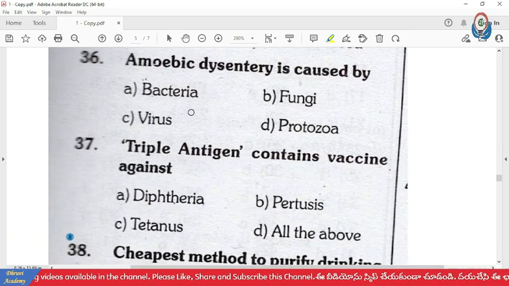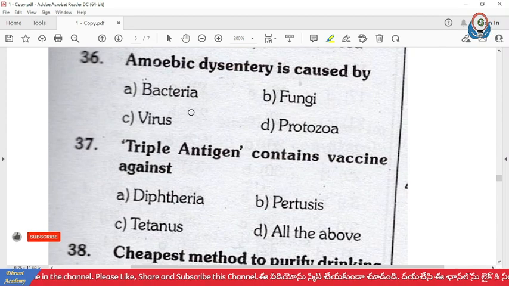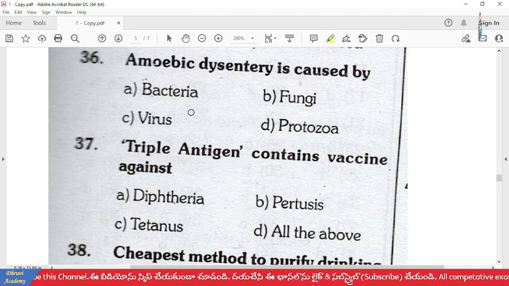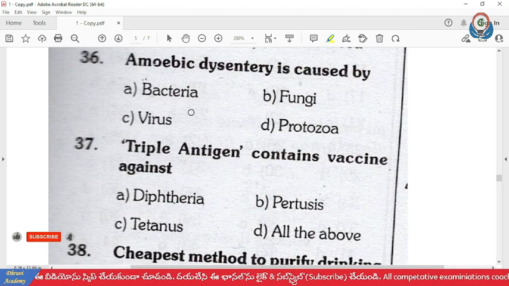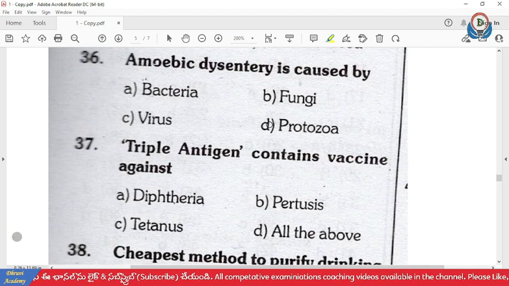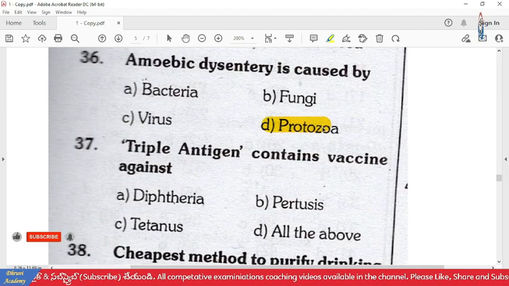Next, amoebic dysentery is caused by A, bacterium, B, fungi, C, virus, or D, protozoan. Which is the correct answer? The answer is D, protozoa. Amoebic dysentery is caused by a protozoa.